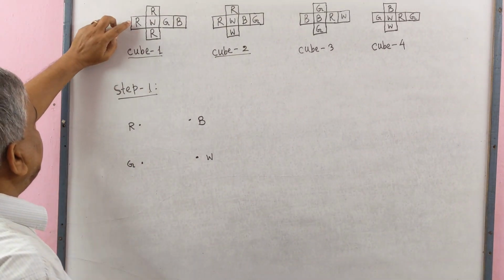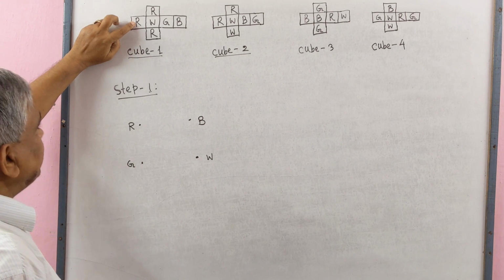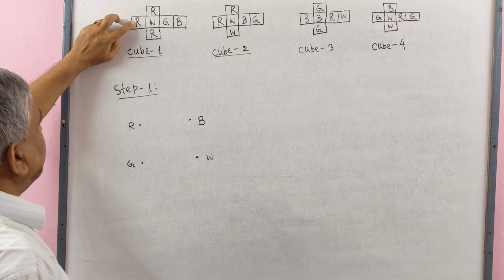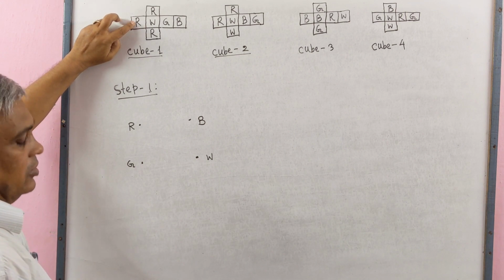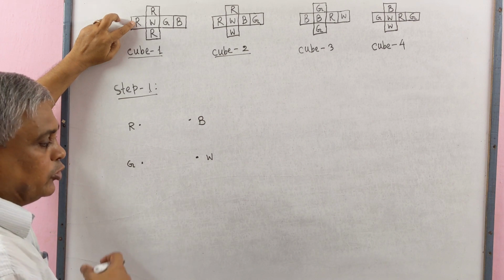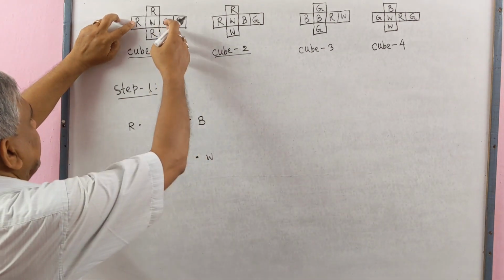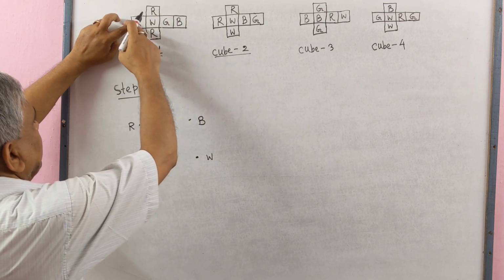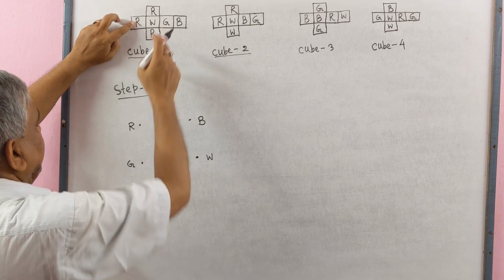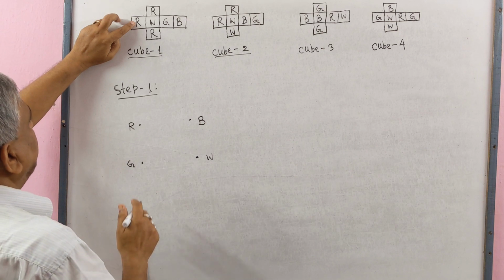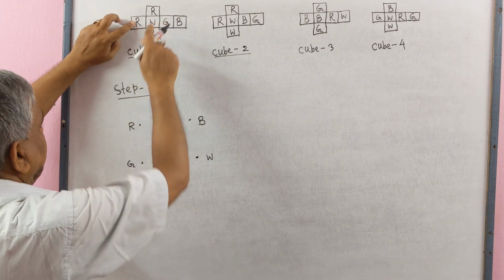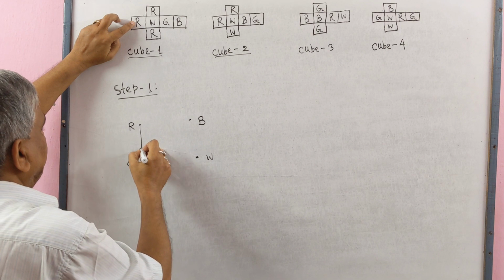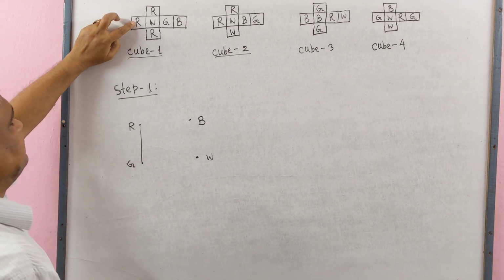Here we take R to be the color of the left face. Then the opposite face is the right face. This is the right face. So we draw the edge joining R and W, and the edge joining R and G.